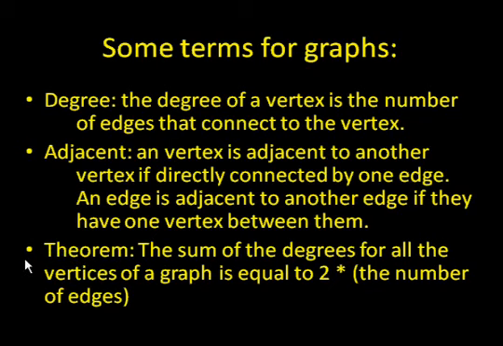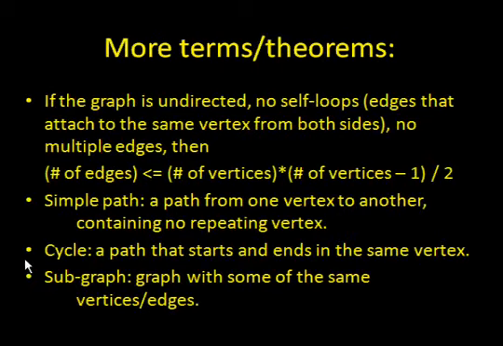A general theorem for you is that the sum of all the degrees for all the vertices of a graph is equal to 2 times the number of all the edges. Interesting, which is useful for some calculations that you might do with graph theory.